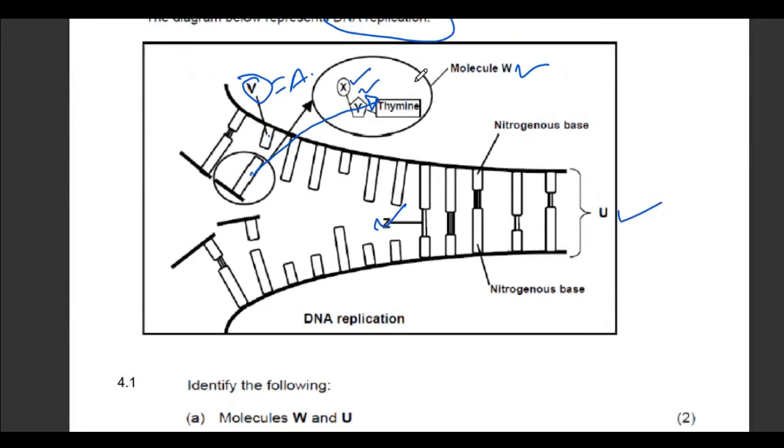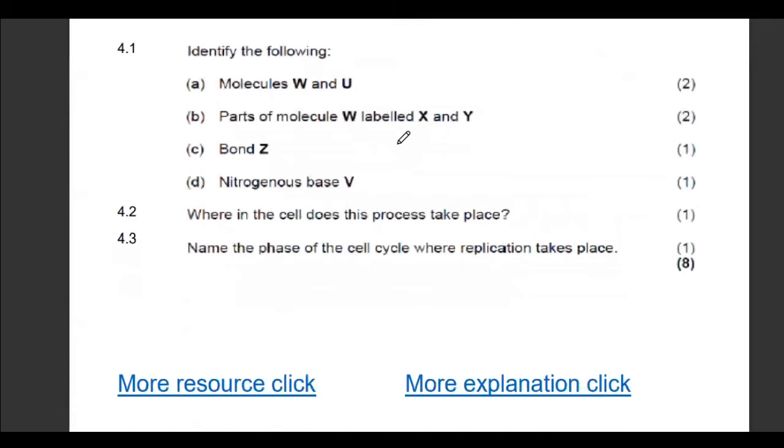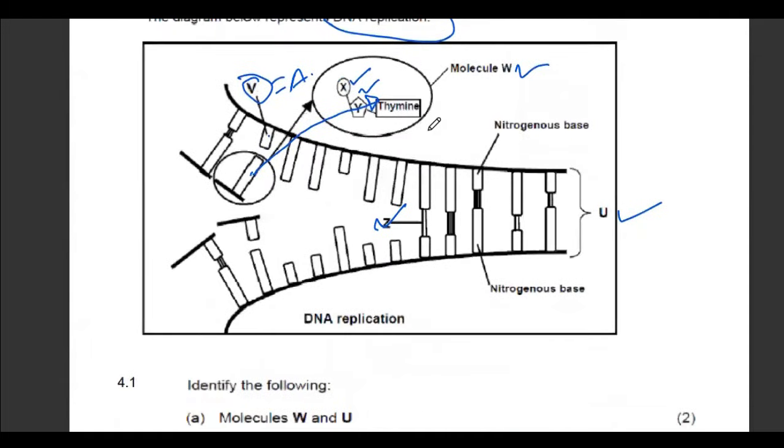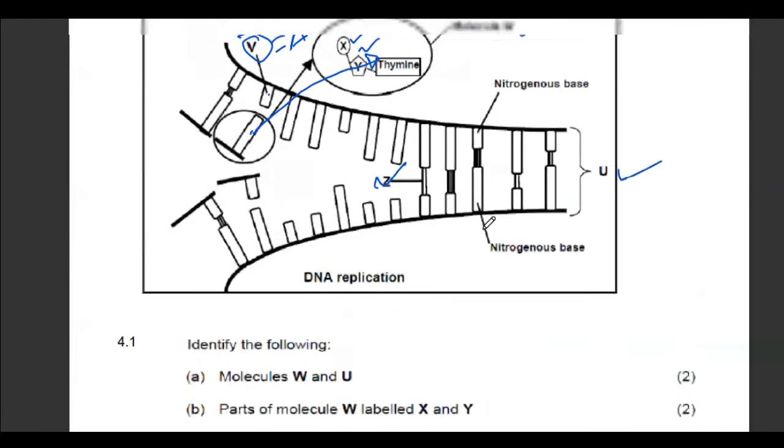Why don't I say sugar? You have to be specific because this is DNA. So it is deoxyribose sugar. Where in the cell does this process take place? We have answered this question, that this process occurs in the nucleus. And then they're saying name the phase of the cell cycle where replication takes place. We have already answered it, and we say interphase. So when they bring such questions, you must be able to answer accordingly.